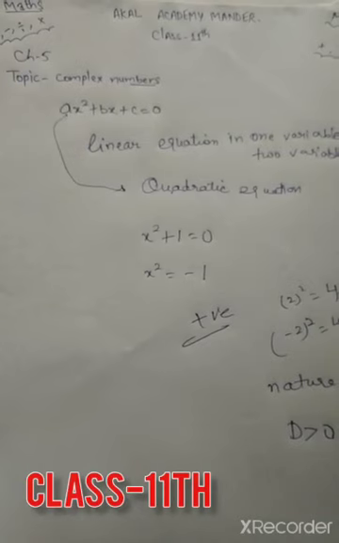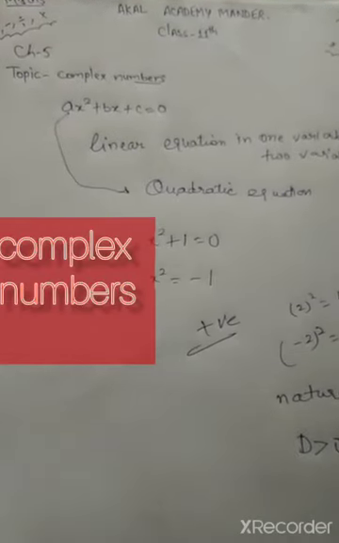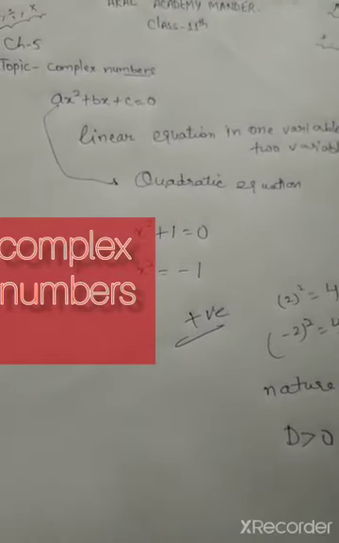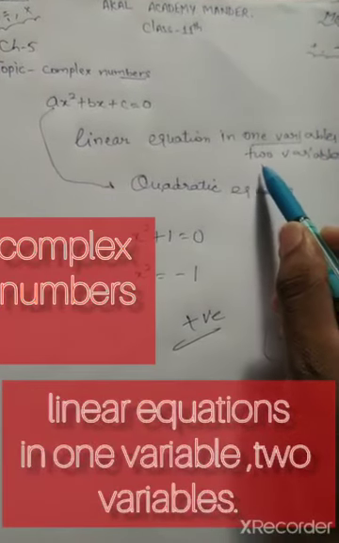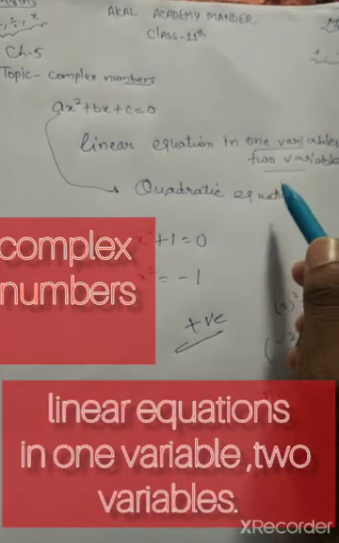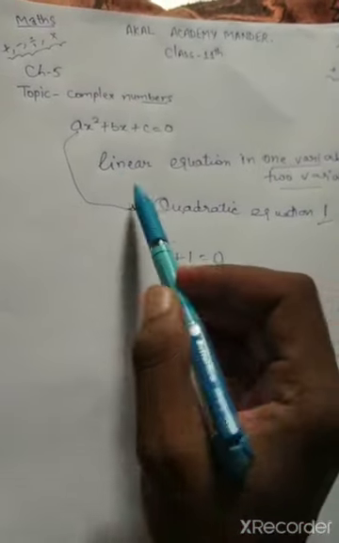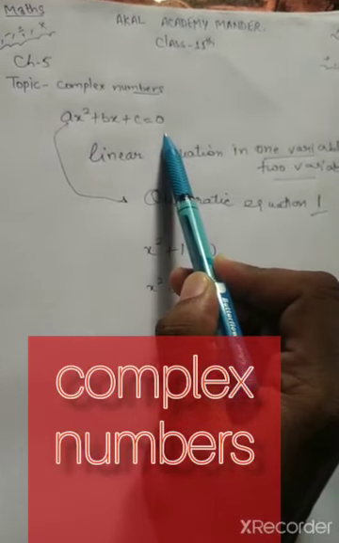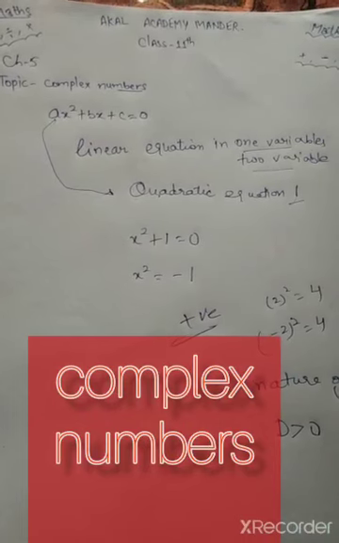Hello students, this is chapter 5, Complex Numbers, of class 11th. In your earlier classes, you have learnt about the linear equation in one variable and two variables. You have also studied the quadratic equation in one variable. When the equation is in the form ax square plus bx plus c equal to 0, we can say that this is a quadratic equation.